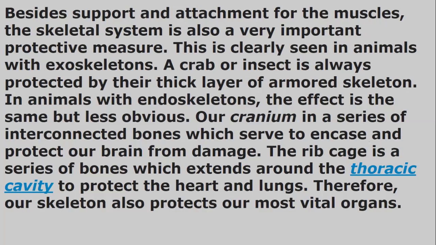Our cranium is a series of interconnected bones which serve to encage and protect our brain from damage. The rib cage is a series of bones which extends around the thoracic cavity to protect the heart and lungs. Therefore, our skeleton also protects our most vital organs.